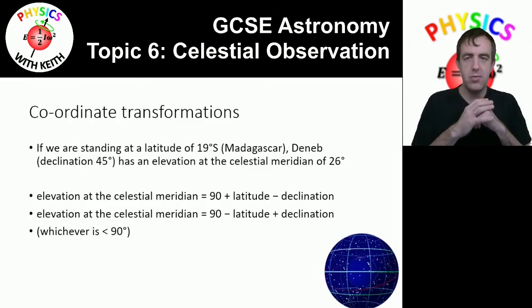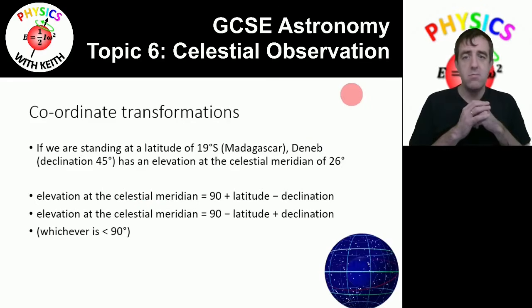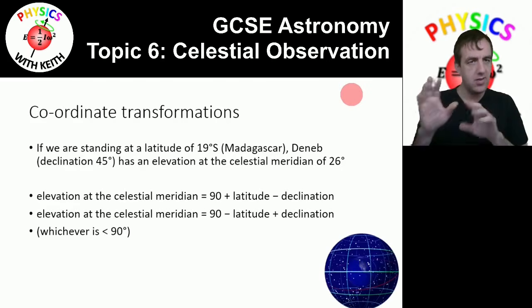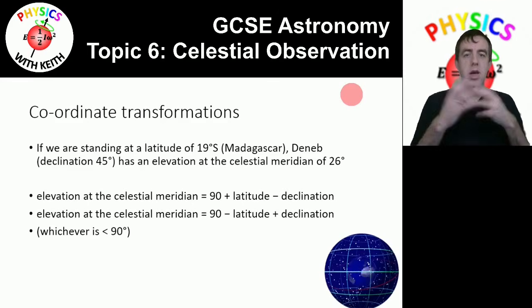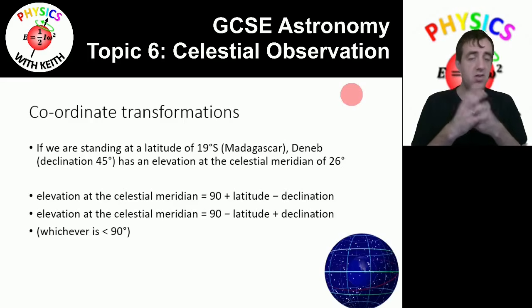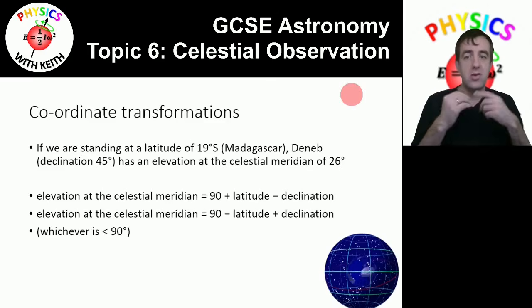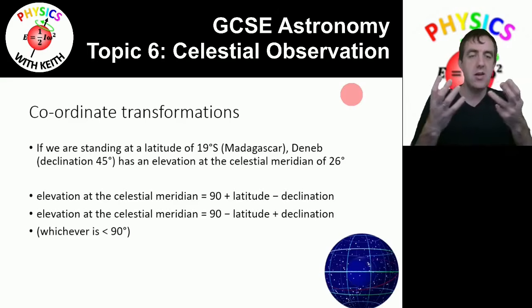So here's the last example for you then. We've got Deneb. We are in Madagascar, so we're in the southern hemisphere this time. Deneb has a declination of 45 degrees. So you plug it into this equation, 90 degrees plus our latitude, which is minus 19, use minus if it's south, minus our declination of Deneb, which is 45 degrees. And is that less than or greater than 90 degrees? So if it's greater than 90 degrees, then we'll go 90 minus the latitude, which is minus 19, so that's 90 plus 19, and then plus the declination, which for Deneb is 45 degrees. Is that more or less than 90 degrees?